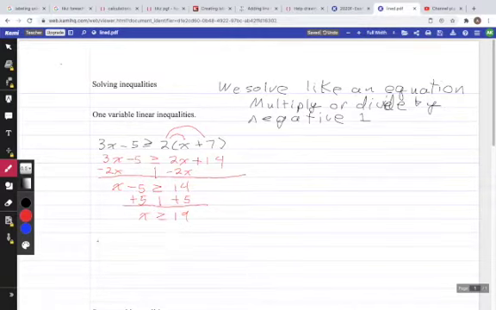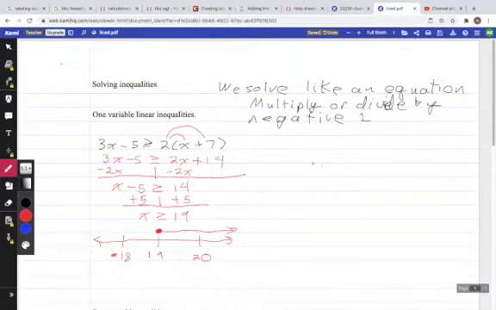The other way that we have used has been to work with graphs, and the big thing about our graphs is that we want to keep them simple. So I have a closed circle over my 19 because this is an equal to inequality. And because it's greater than, I go to the right.